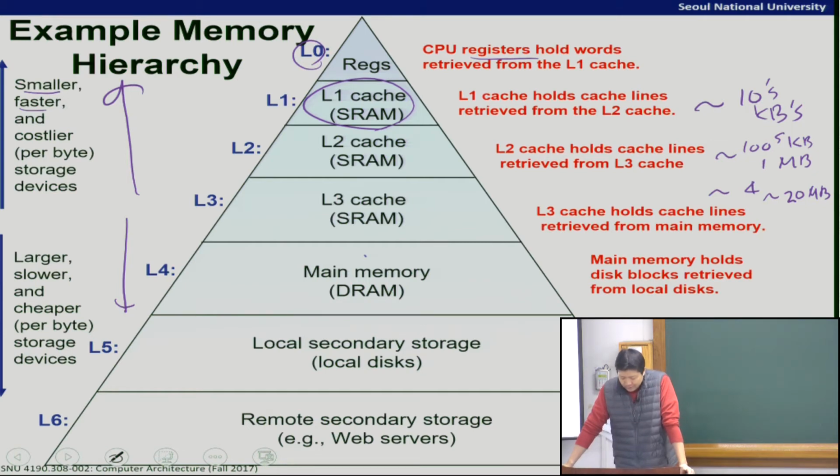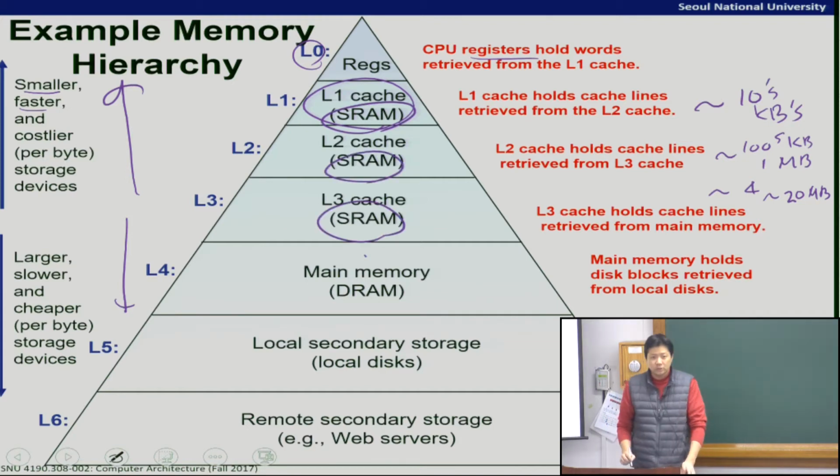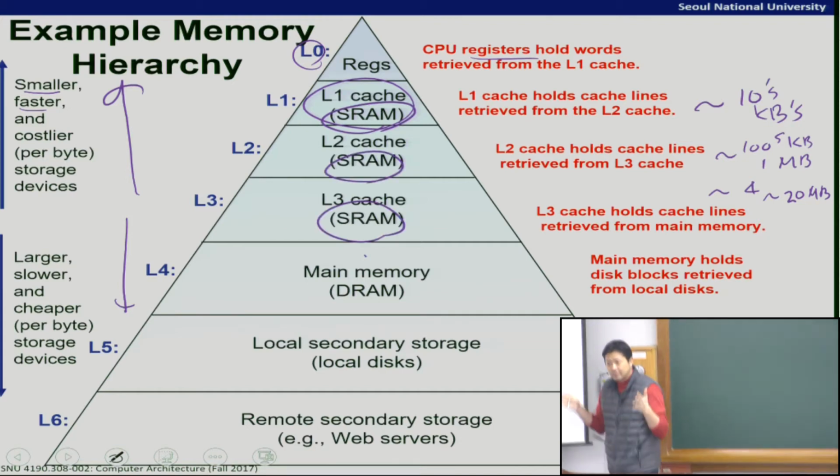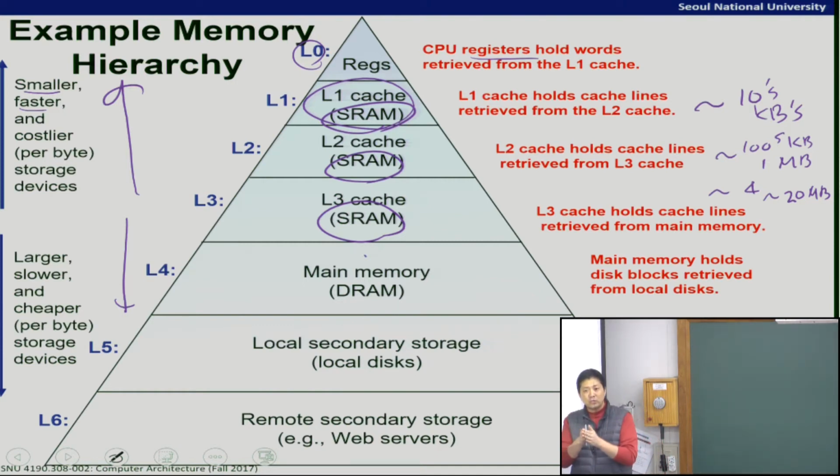L1 cache is the next level. As I said, the typical capacity is tens of kilobytes. The next one is level 2. Here is a trade-off. Even though level 1, level 2, and level 3 use the same SRAM technology, generally speaking, larger capacity tends to be slower. Let's say you build an SRAM array of 4 kilobytes and another of 4 megabytes. Which one takes longer to access, the 4 kilobyte array or the 4 megabyte array?